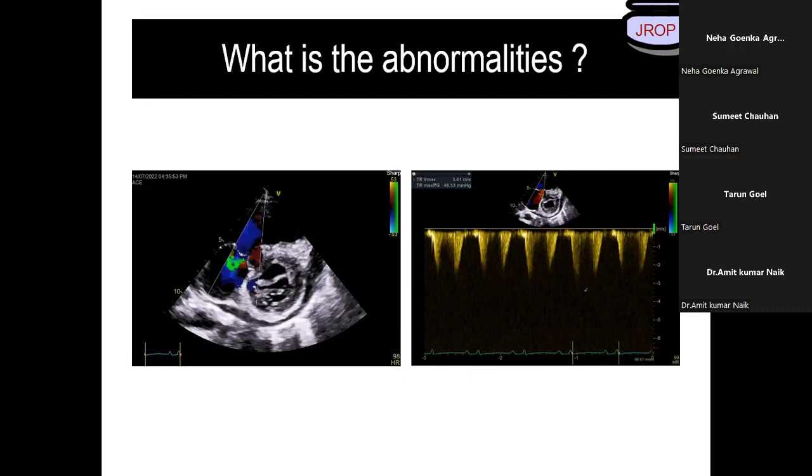PR pressure. We should measure the TEI index. TAPSE and TEI index will tell you systolic function, not the TR gradients. The simple answer is, if you are not getting it in this window, you look for other windows.